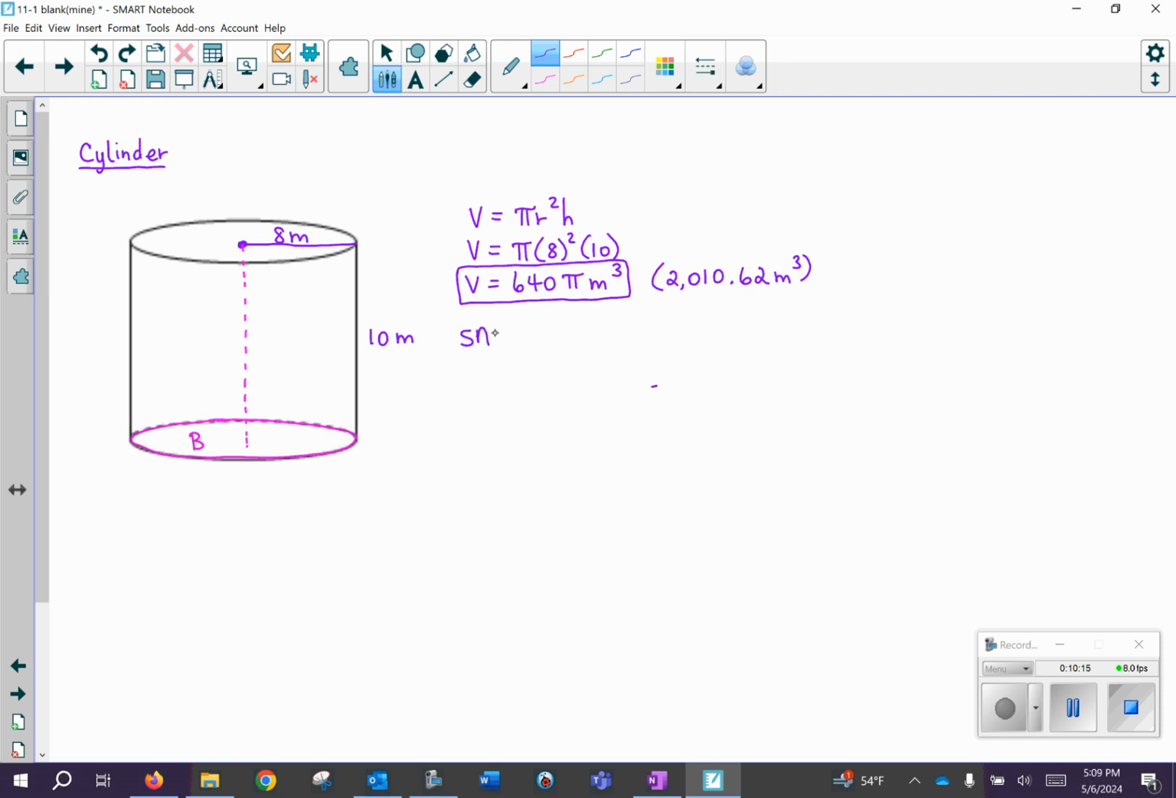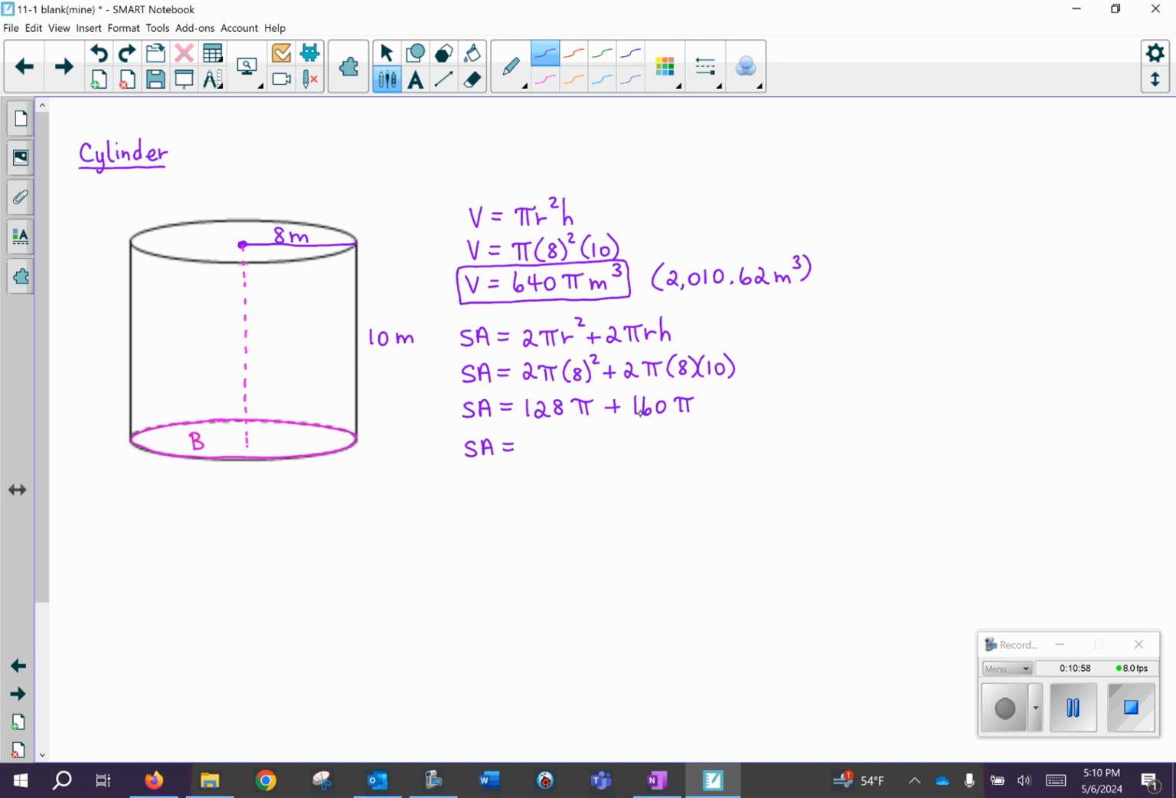Surface area, 2 pi r squared plus 2 pi rh. So again, if you took that off of your paper, could you apply it to this? So our surface area would be 2 pi, the radius is 8 that we need to square, plus 2 pi times the radius of 8 times the height of 10. Okay, this would be 64 times 2, so 128 pi, plus 80 times 2 is 160, so 160 pi.